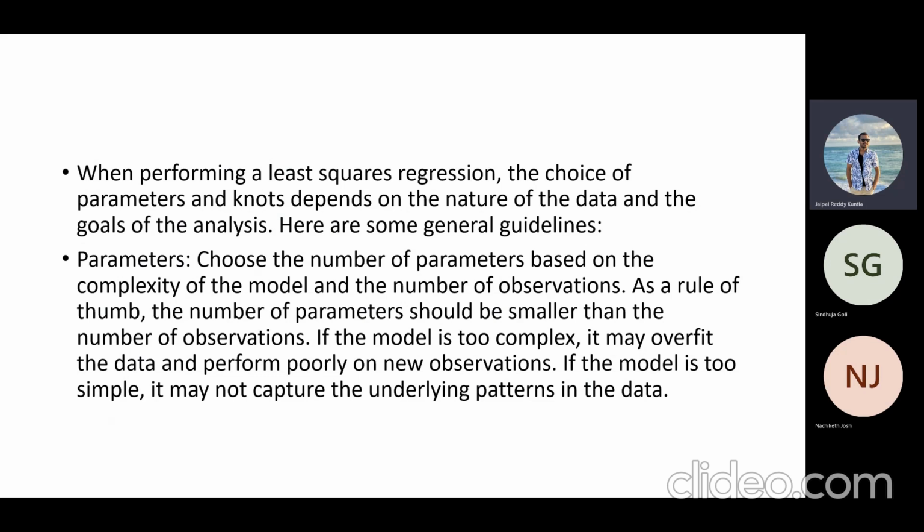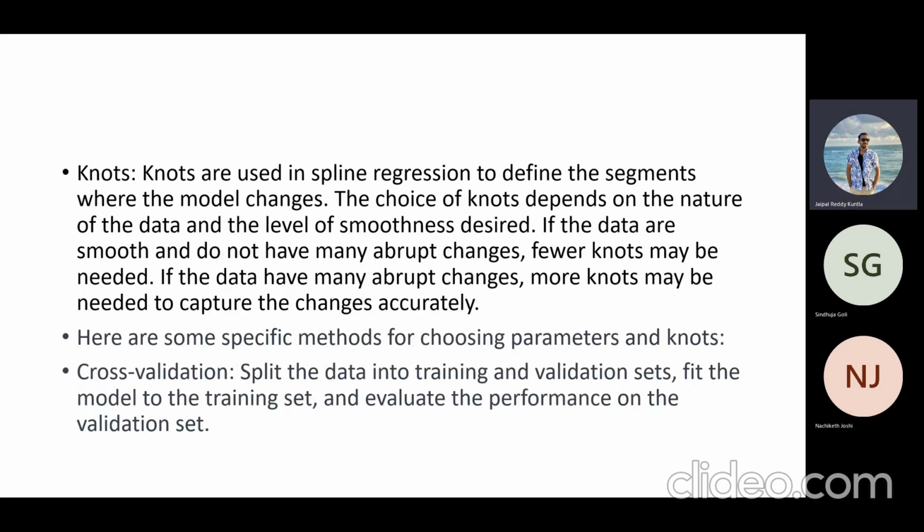So we are now using the right hand thumb rule or left hand thumb rule, which shows the parameters and the number of observations through the directions of the fingers. If the model is too complex, it may overfit the data and perform poorly on new observations. If the model is too simple, it may not capture the underlying patterns in the data. So initially we discussed the parameters. Now we're going on to the knots.